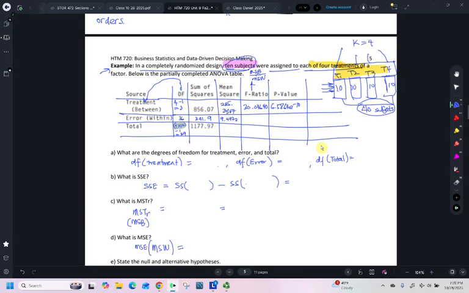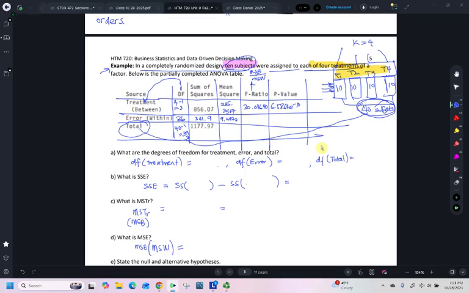Then, what would be the total degree of freedom? I'm going to remove this 2. Remember, the total degree of freedom will be out of 40 subjects, minus 1, we have 39 as the degree of freedom for total. Then what would that of error be? Since total is 39, that of error will be 39 minus 6, which is 36.